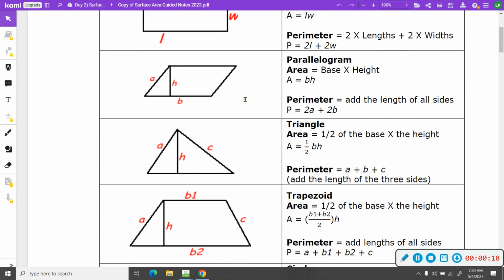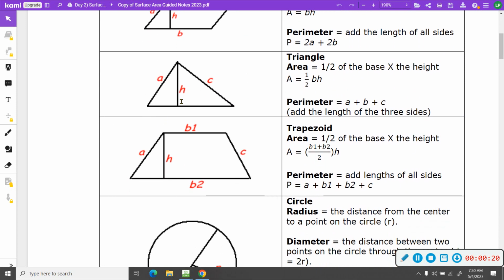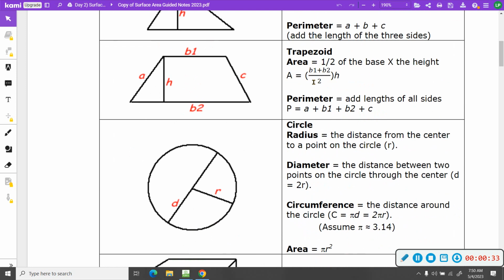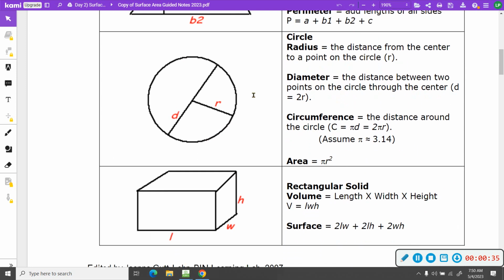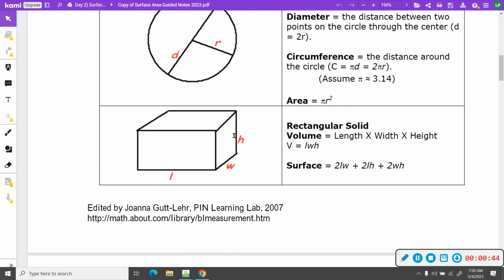We're not going to do much with parallelograms, but a triangle, remember, you take the base, times the height. Height is always straight up and down at a 90-degree angle to the top, and then you divide by 2. We won't be doing trapezoids. We will be doing circles. The area is pi r squared. Circumference is 2 pi r.